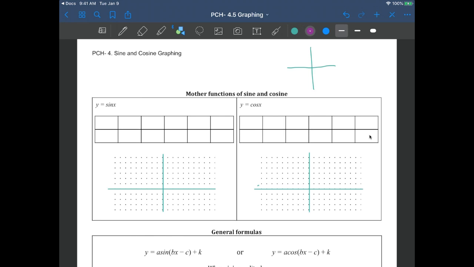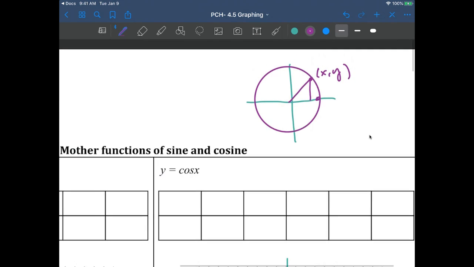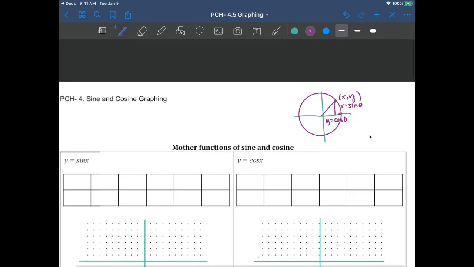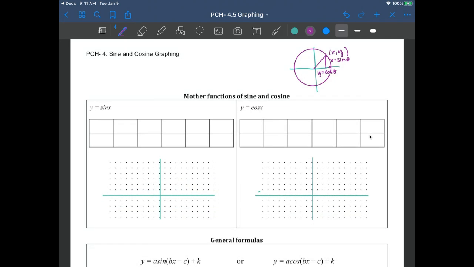Okay, we're going to look at sine and cosine functions. So first off, let's look at our mother functions. I'm going to look at my unit circle here. And remember that if I have a triangle, this ordered pair x comma y, the x value is equal to the sine of theta, and the y value is equal to the cosine of theta.